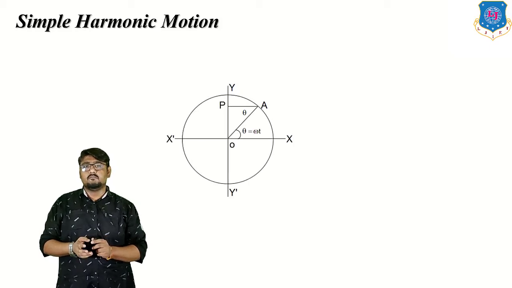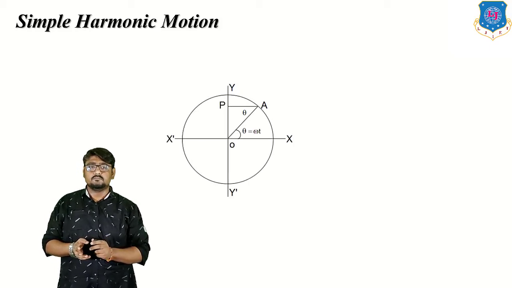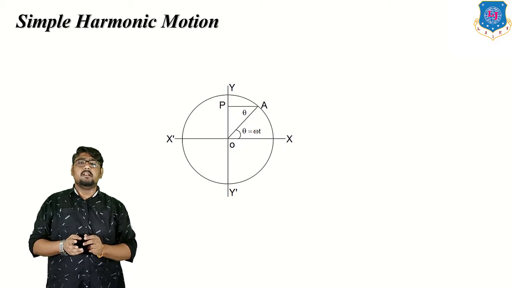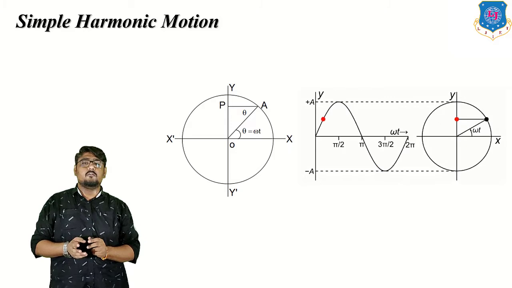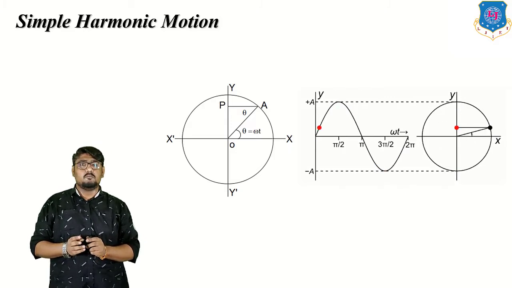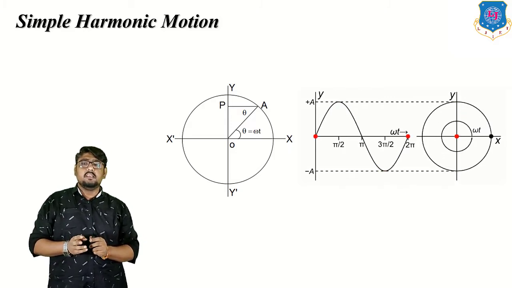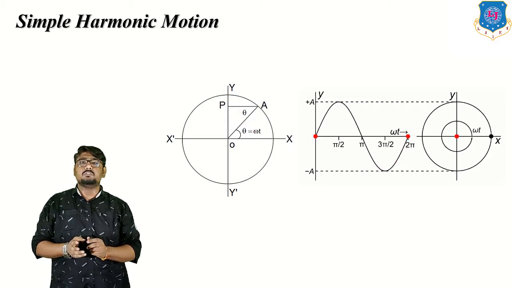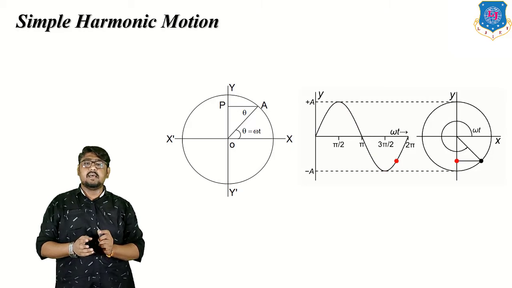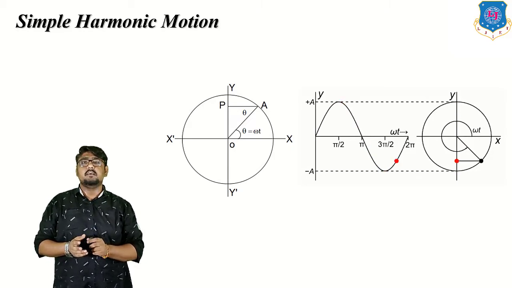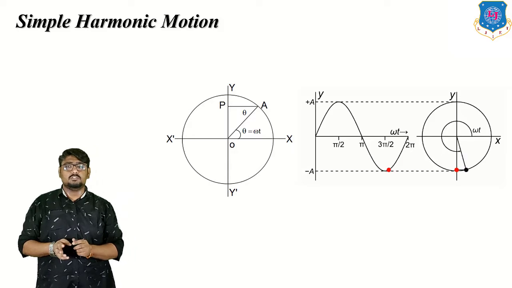Any motion which repeats itself at a regular interval according to a sinusoidal law is known as a harmonic motion. The oscillation of a simple pendulum or the motion of a mass m under a restoring force is an idealized model of a harmonic motion. In this case, the force is directly proportional to the displacement. The oscillatory motion in which the force is directly proportional to the displacement is known as simple harmonic motion.